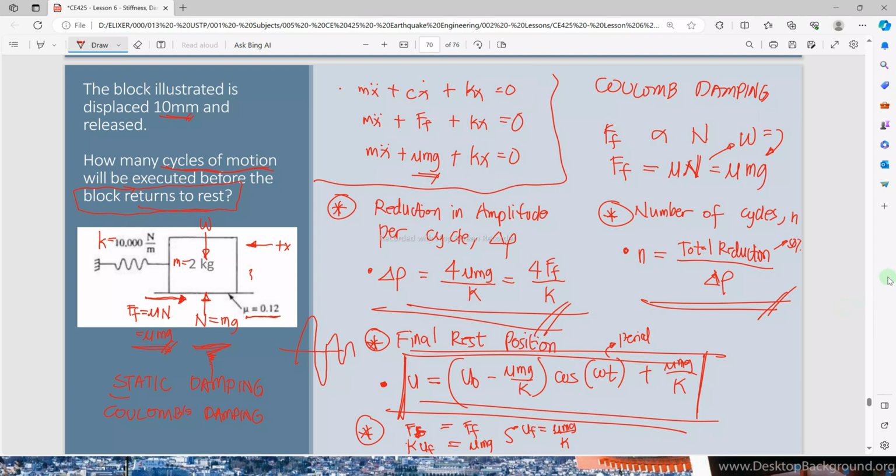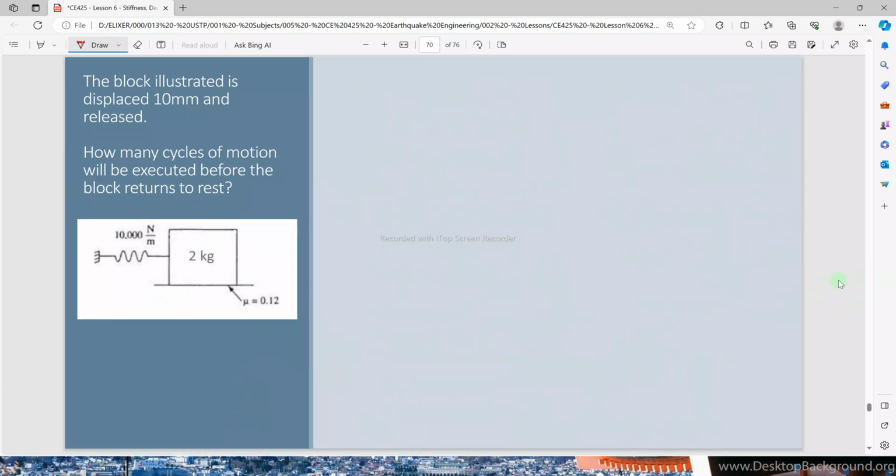So let's try to solve this one. What do we have here? We have mu equal to 0.12, mass equal to 2 kilograms, and K equal to 10,000 Newton per meter. What else do we have? The initial displacement, u naught, is equal to 10 millimeters or 0.01 meters. Okay, let's start solving now.